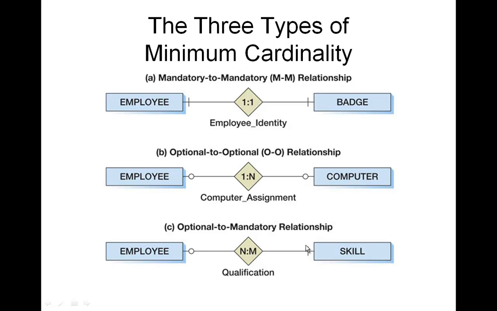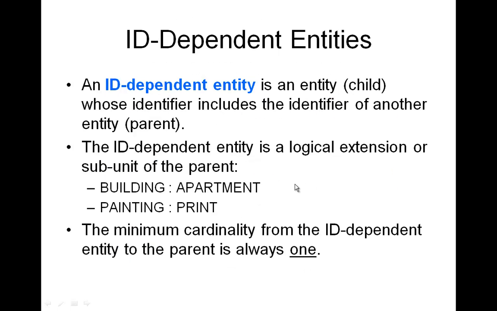Another way to define that is what we call the ID dependent entity, which is a child entity whose identifier includes the identifier of another entity, the parent. So a child depends on the parent. That's why we say ID dependent entity. Usually the ID dependent entity is a logical extension or subunit of the parent.